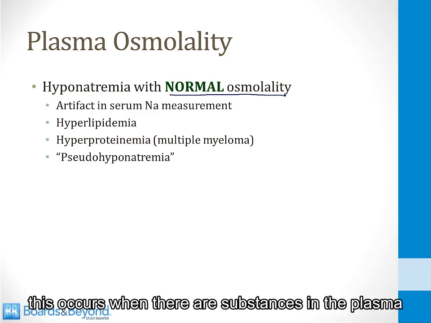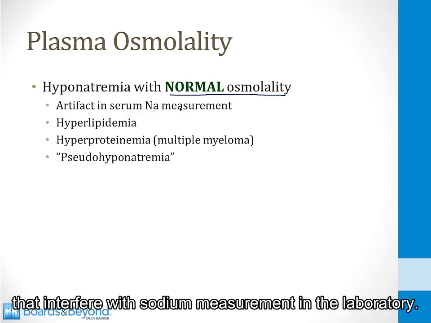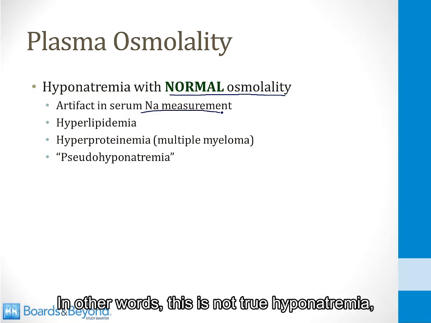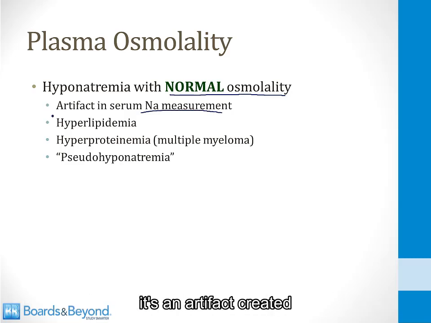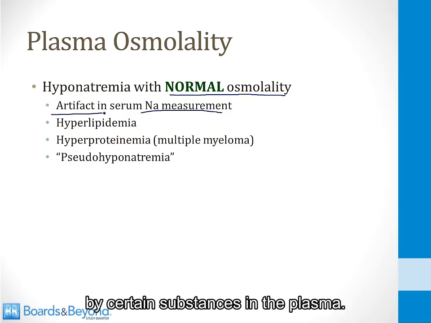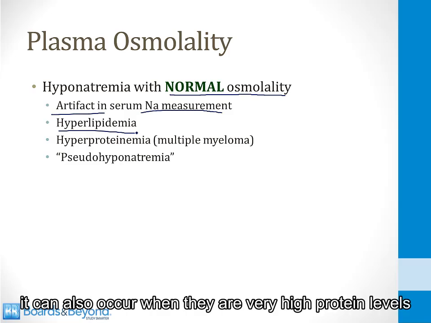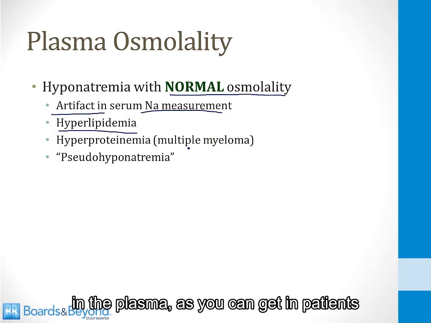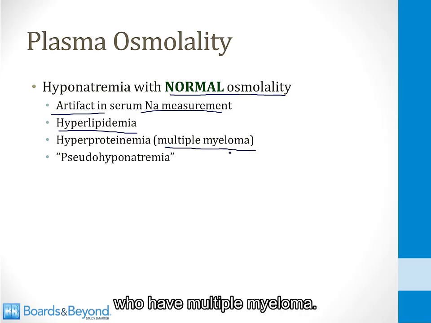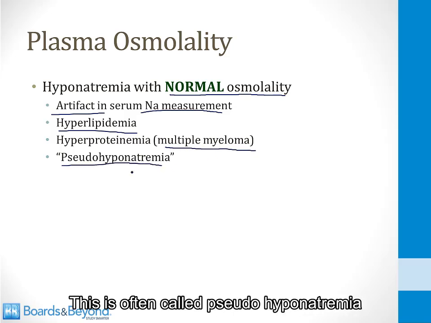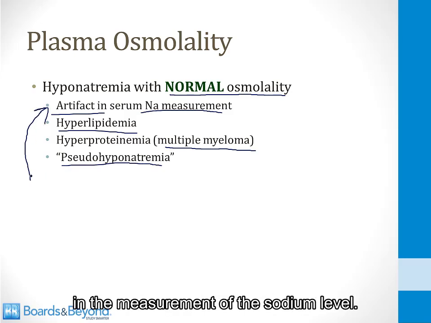This occurs when there are substances in the plasma that interfere with sodium measurement in the laboratory. In other words, this is not true hyponatremia. It's an artifact created by certain substances in the plasma. This can occur when lipid levels are very high. It can also occur when there are very high protein levels in the plasma, as you can get in patients who have multiple myeloma. This is often called pseudo-hyponatremia because it's an artifact in the measurement of the sodium level.